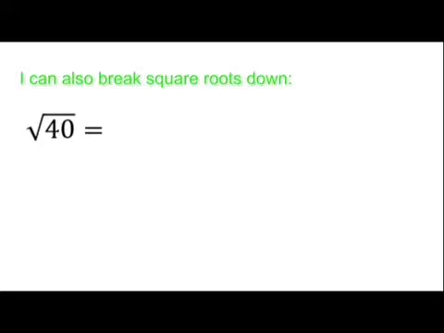We can also break square roots down. So if we're looking at the square root of 40, we can think about which perfect squares are factors of our number. So I think about what are factors of 40, and are any of those perfect squares. I know that 40 is the same thing as 4 times 10, and I know that 4 is a perfect square because 2 times 2 is 4. So I can have 2 and then leave my square root of 10. So 2 square root of 10 is the same thing as the square root of 40.